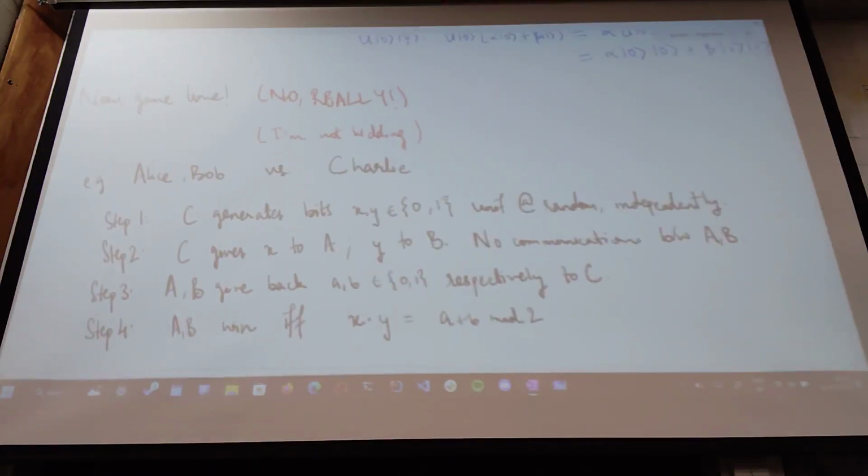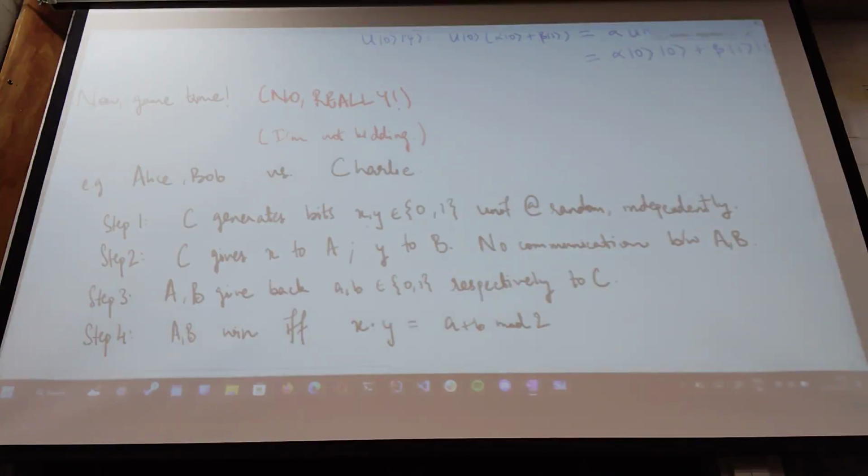So Charlie generates, say, 2 numbers, x and y, from 0 and 1. So x and y could be either 0 or 1, randomly and independently. Charlie gives x to Alice and gives y to Bob. And the only communication between Alice and Bob is allowed before this step, so before they get the bits. Once they get the bits, they are not allowed to communicate amongst each other at all. Alice gives back a number A to Charlie, and Bob gives back a number B to Charlie.